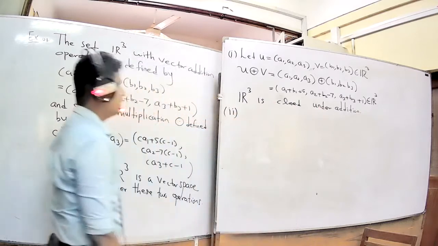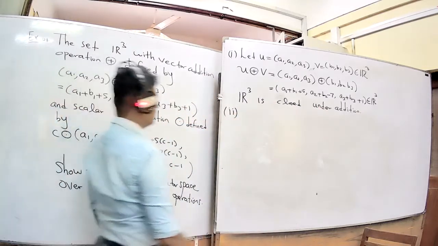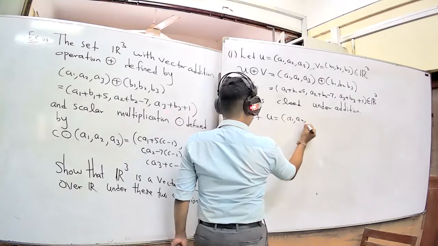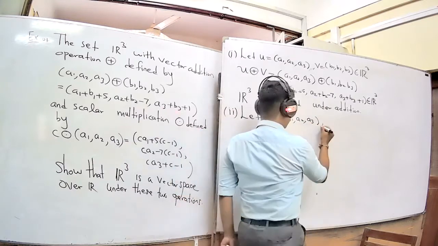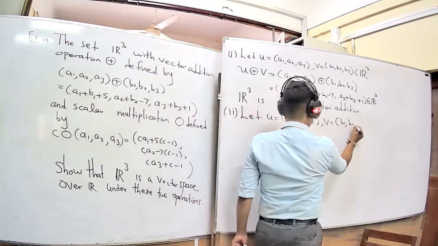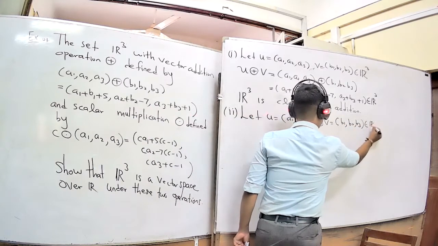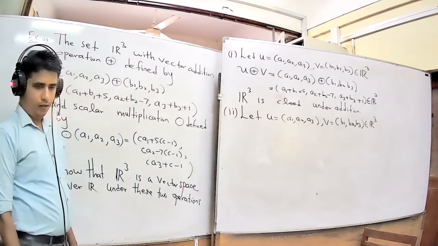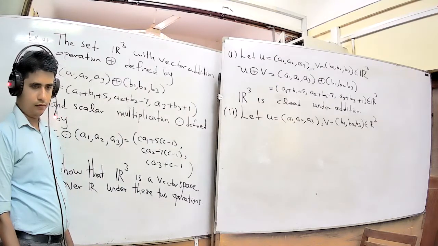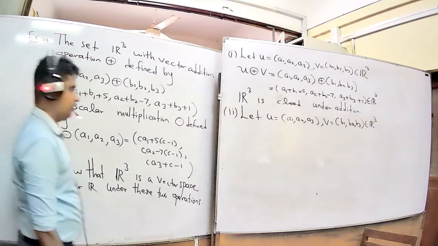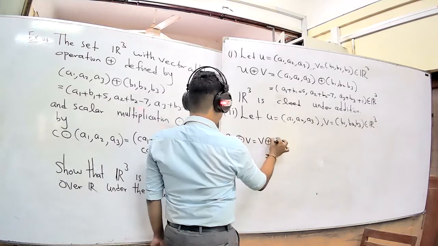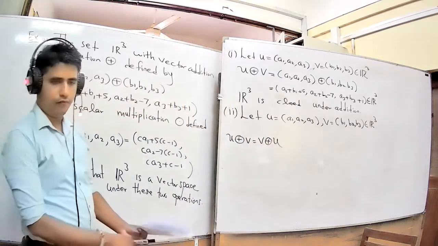Next one is commutativity for addition. Let us take two vectors. Let u be the vector a1, a2, a3, and v another vector b1, b2, b3 in R cube. Your claim is you want to show that this is commutative for vector addition.